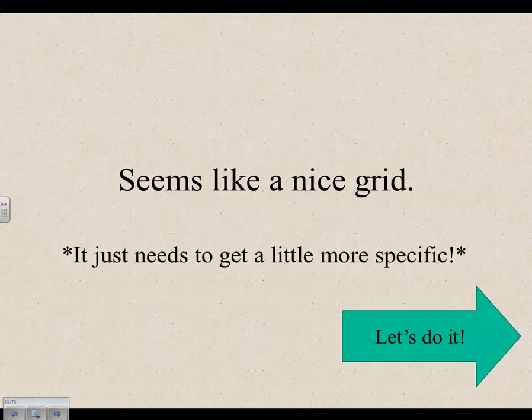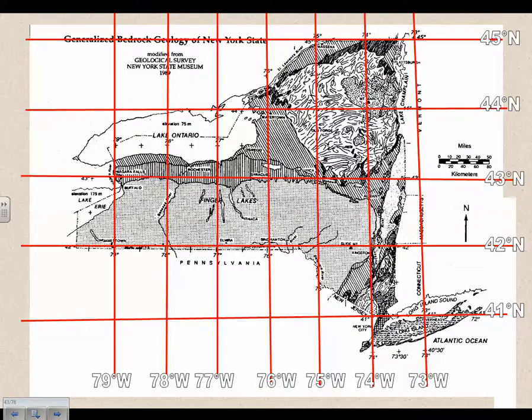Seems like a nice grid. Now let's just go back to this grid just for a second. And you notice that the longitude lines do something funny that the latitude lines don't do. If you look carefully, you'll notice they actually look like they're leaning in towards the top a little bit. They get smaller towards the top.